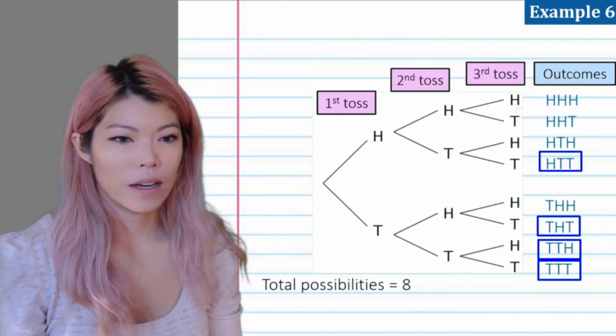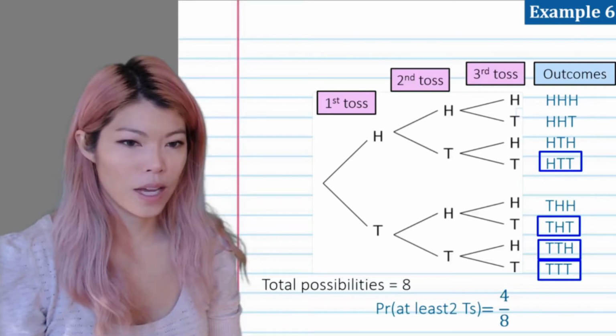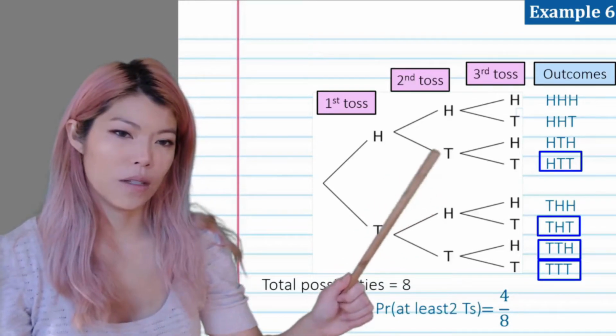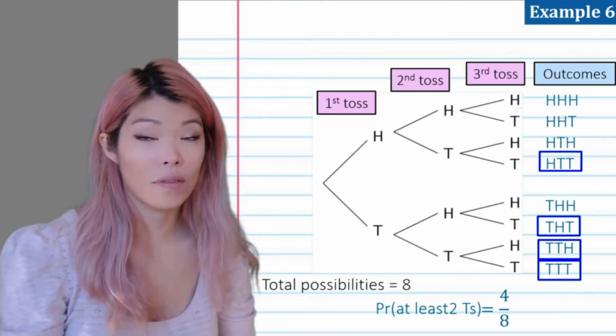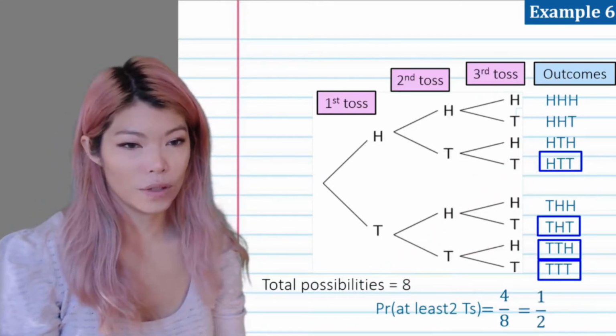What about at least 2 tails? Well, at least 2 tails means 2 tails and the 3 tails. So we can see that there's 4 out of 8, and we have to simplify. It is 1 over 2.